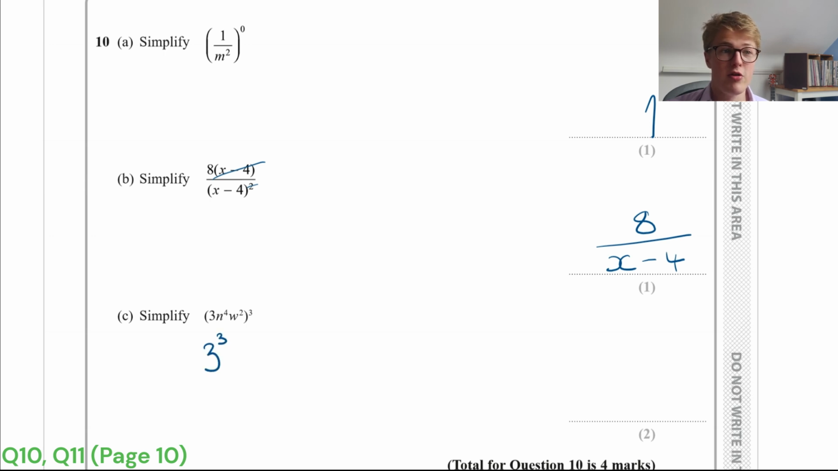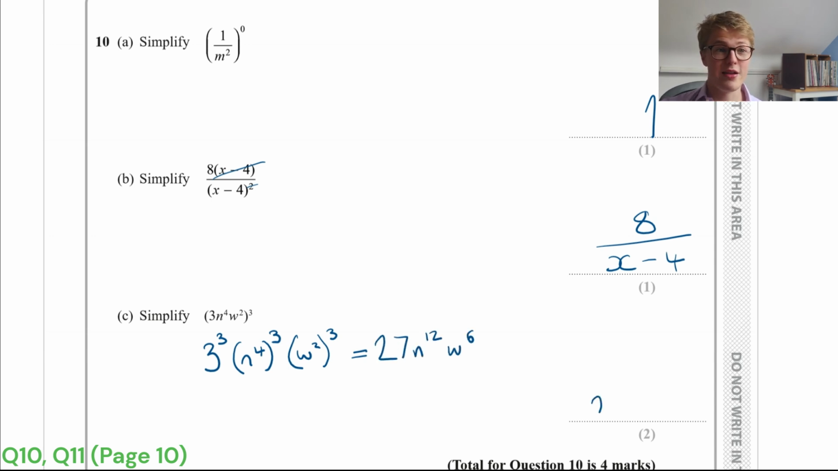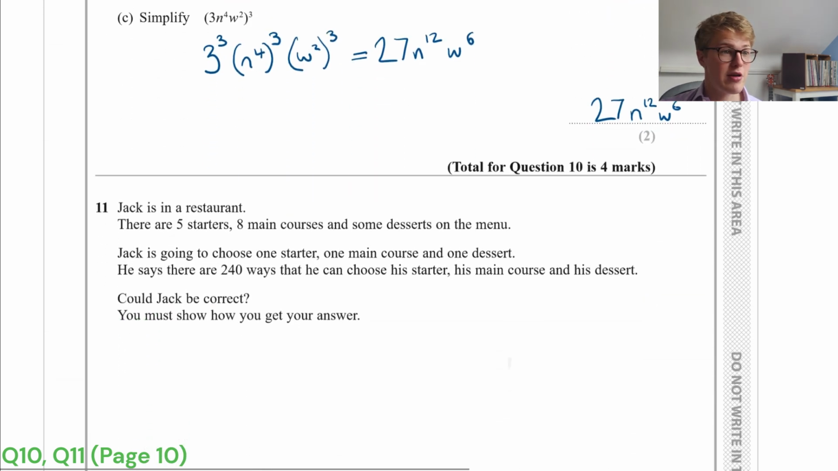So 3 cubed times n to the 4 cubed times w squared cubed is the same thing as what we had in the original question. 3 cubed is 27, and n to the power of 4 all cubed is the same as n to the power of 12, as we multiply the 2 indices. And then the same is true of w, where we have 2 times 3, which is 6, so we end up with w to the power of 6. So our final answer is 27, n to the power of 12, and w to the power of 6.